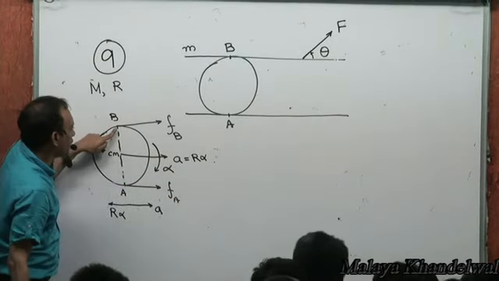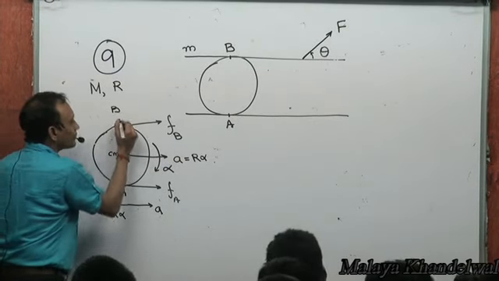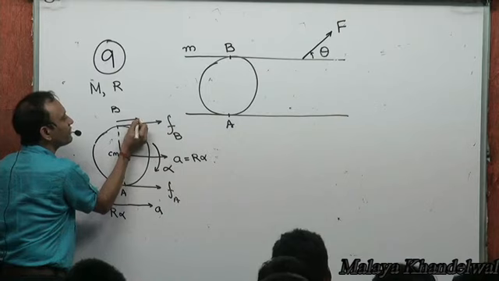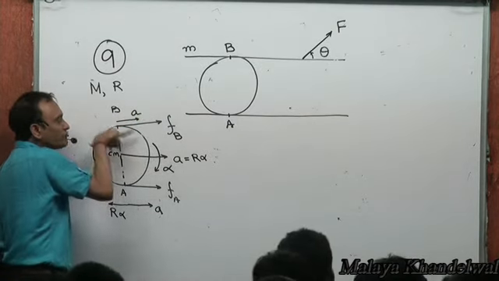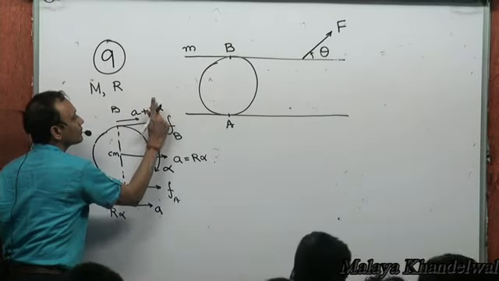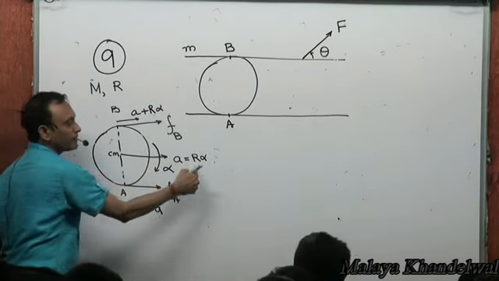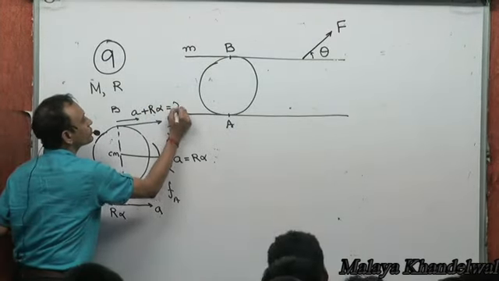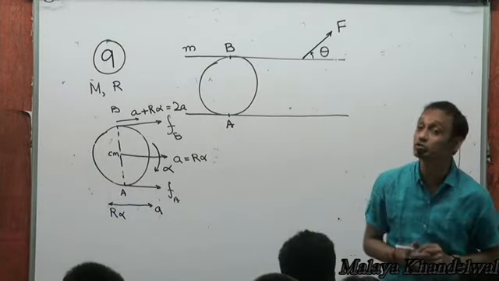Now, if you look at the topmost point B, because of pure translation, it will have a like this. Imagine it to be in a state of pure rotation about the center of mass. It will have an r alpha like this. But r alpha is a. So the acceleration of the topmost point is 2a. We have seen these things earlier too.